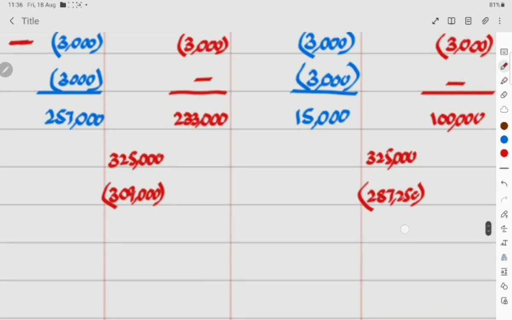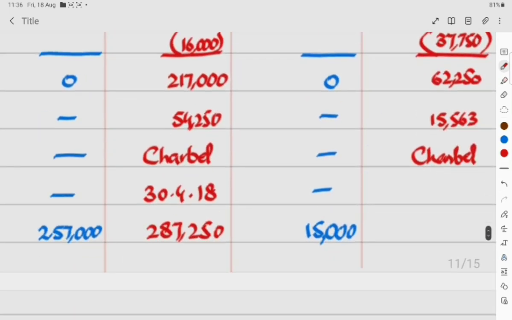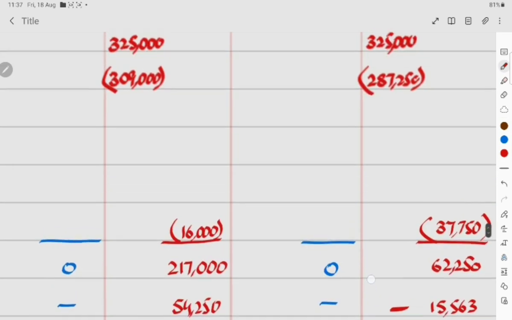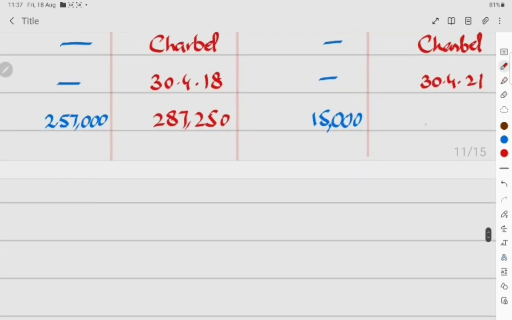The date of gift is given to you as 1st August 2020. So the due date would be the following 30th April, so it would be 30th April 2021. And the gross chargeable amount is the amount of tax, 15,563, plus the chargeable amount of 1 lakh. So it would be 1,15,563.